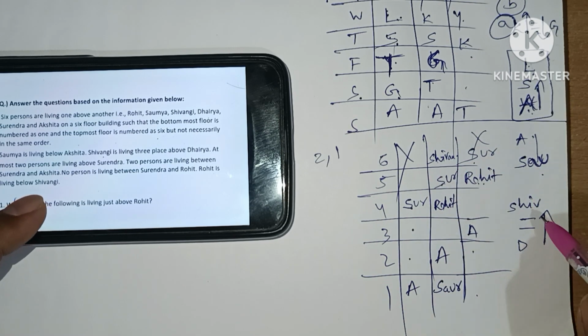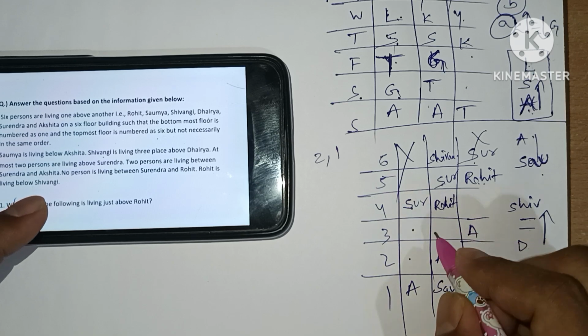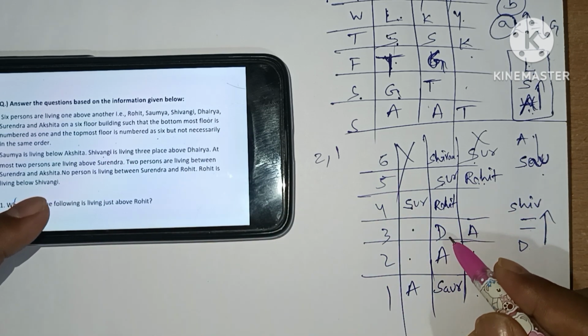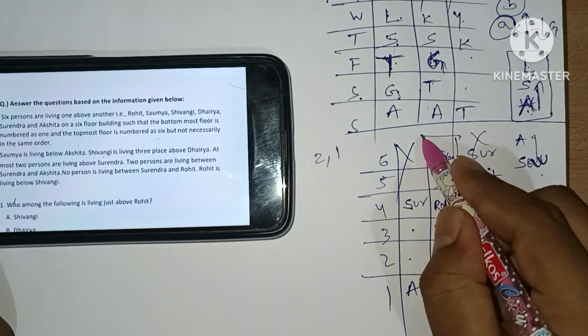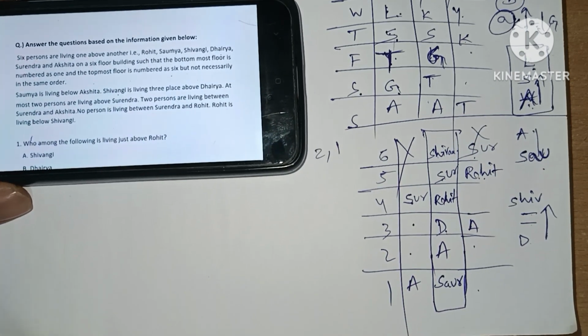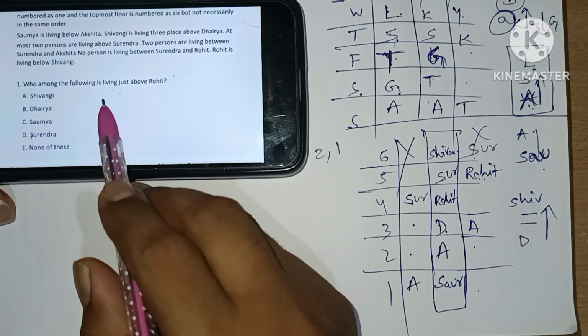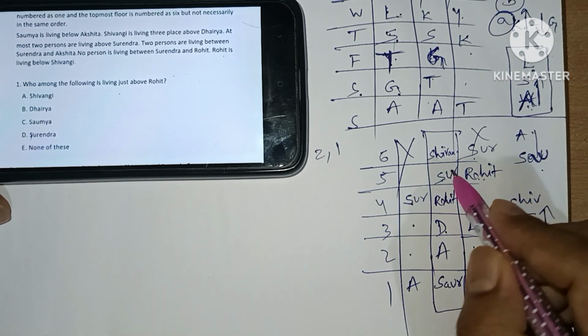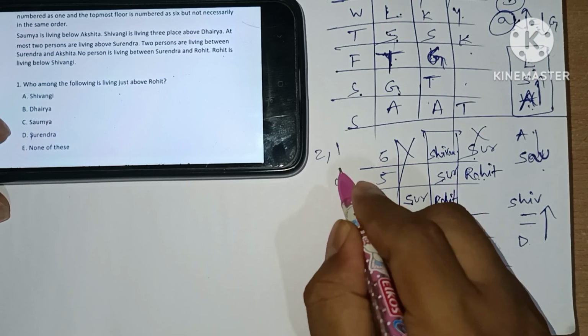If this is the place for Shivangi, 1, 2, this is the place for D. D means Dhairya. So this is the solution we got for our puzzle. Let's see the questions that are asked. Who among the following is living just above Rohit? Just above Rohit is Surendra. Option D is the answer.